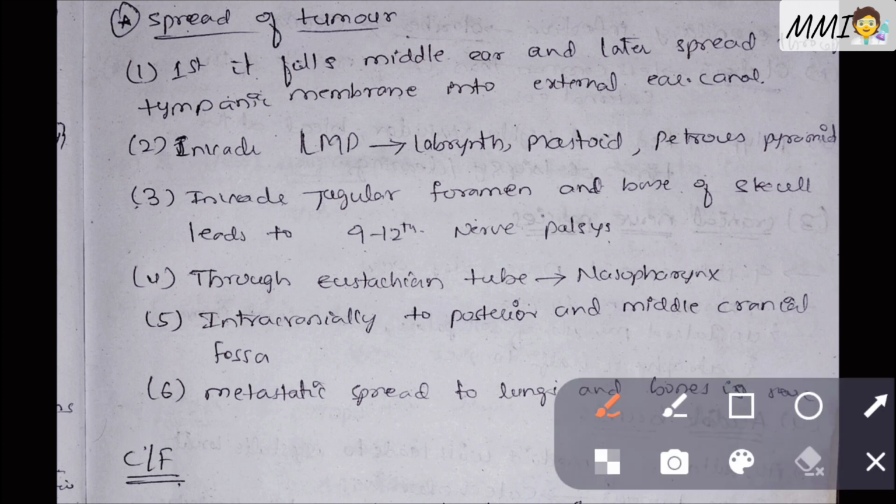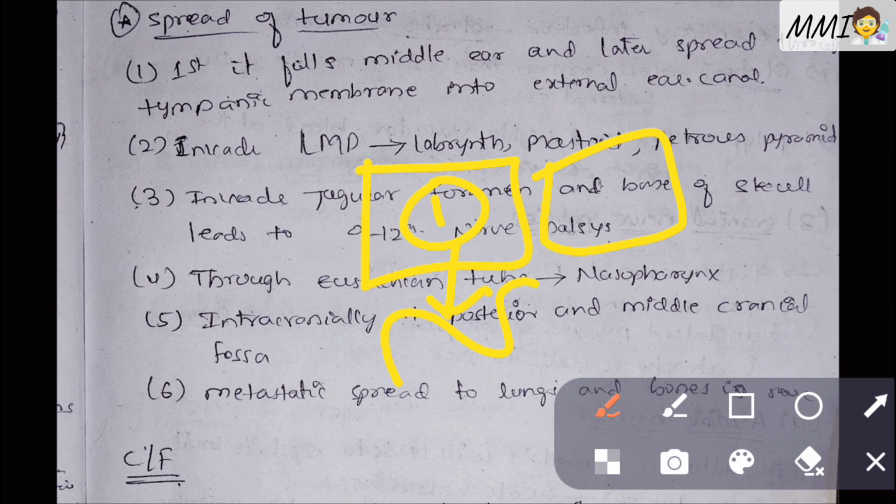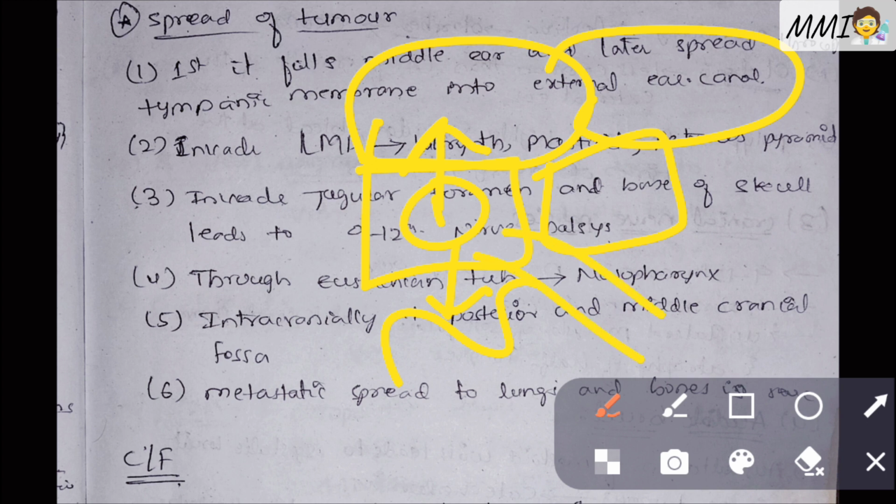Spread of the tumor. So let me tell you. See, this is the middle ear. It may live in the middle ear. It may go down and affect the jugular bulb, and it may move to the mastoid and affect the mastoid. It may go up and go to the middle cranial fossa and posterior cranial fossa. It can go in the eustachian tube. Okay, and it may go to the lungs also. These are the 6 things.